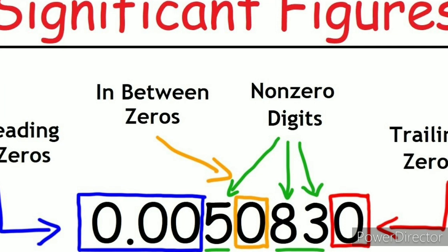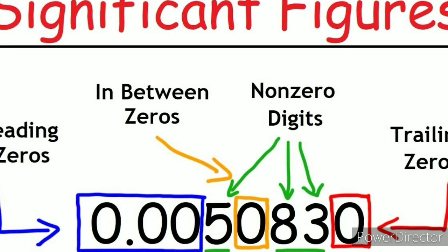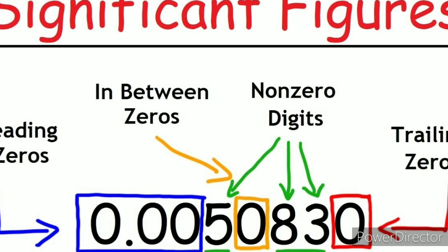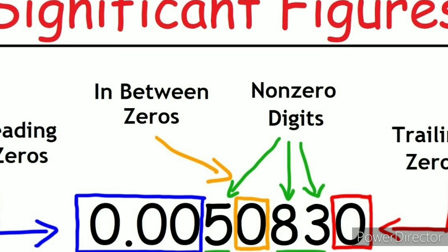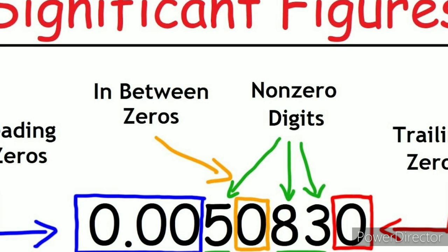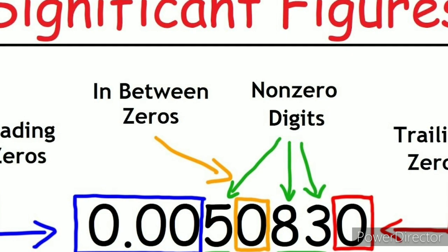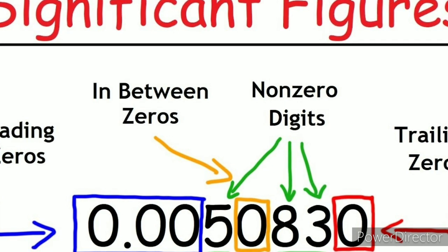Second rule is zeros between two non-zero digits are significant. Third rule is the zeros preceding the first non-zero number are not significant. And the last rule is all zeros placed at the end or to the right of a number are significant, provided they are on the right side of the decimal point.